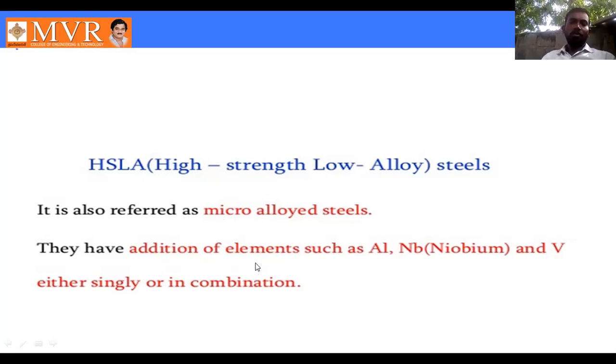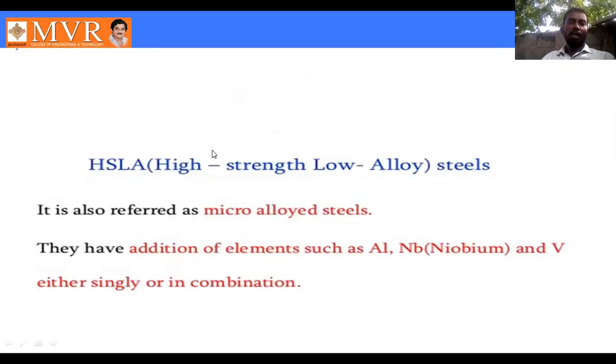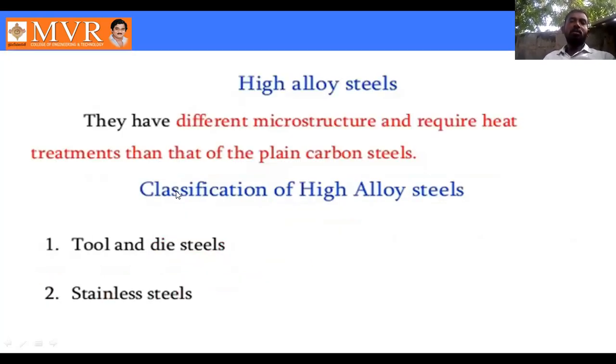Next we can see high alloy steels. What are high alloy steels? They are also classified into two types. They have a different microstructure and require different heat treatment than plain carbon steel. These are the classifications of high alloy steel: tool and die steel, and stainless steel.